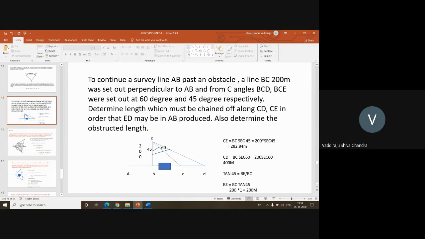I know the value of sec 45, but CE is unknown to me. So CE is equal to BC sec 45. The BC value is given as 200. 200 into sec 45, you are getting an answer of 282.84 meters.